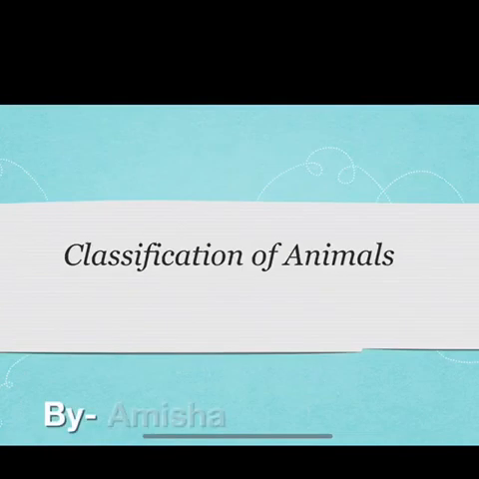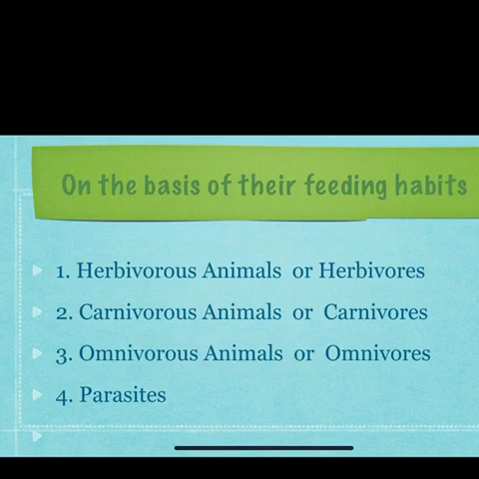Now let's start the classification of animals. First is on the basis of their feeding habits. Animals need food to get energy and to stay healthy. They depend on plants and other animals for their food. Different animals have different feeding habits. Some animals eat plants and some eat flesh of other animals.